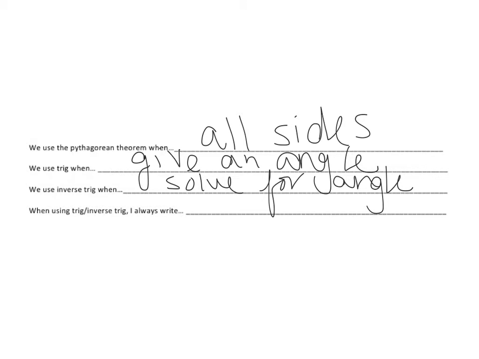Anytime we have a trig or inverse trig problem, I always write SOHCAHTOA on my paper. Sine is O over H, cosine is A over H, tangent is O over A. That way I have something to refer back to every time I do a trig problem.